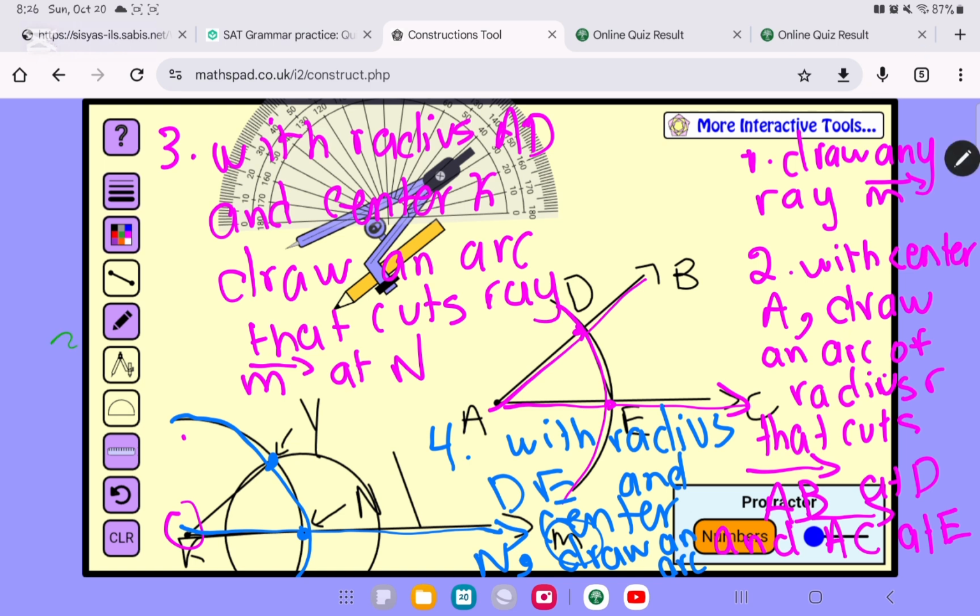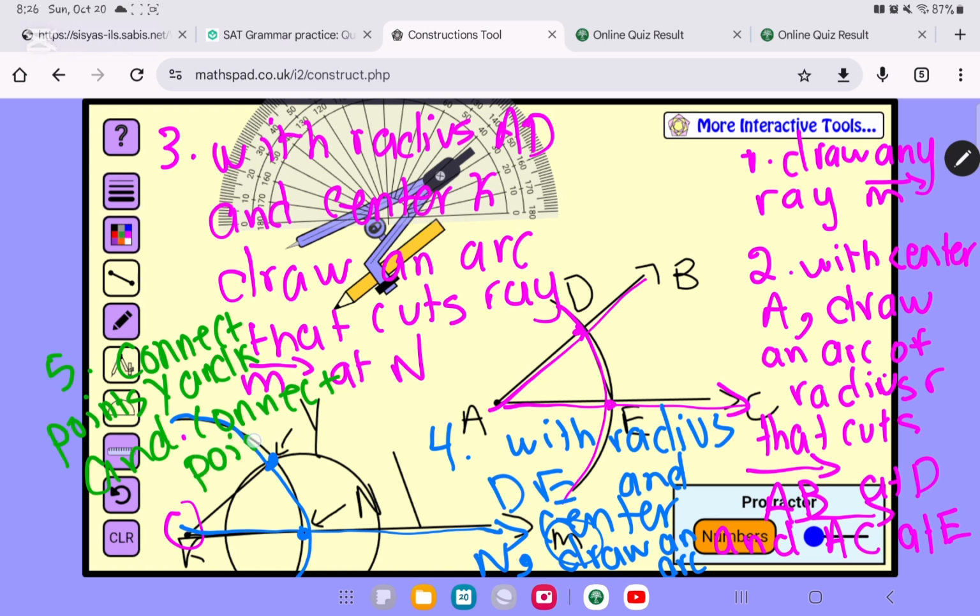Now, in the fifth step, I will change the color. Okay, we're gonna connect points Y and K. After connecting points Y and K, we will also connect points Y and N. So for number 5, we connect points Y and K and connect points Y and N. Okay, this is for number 5.